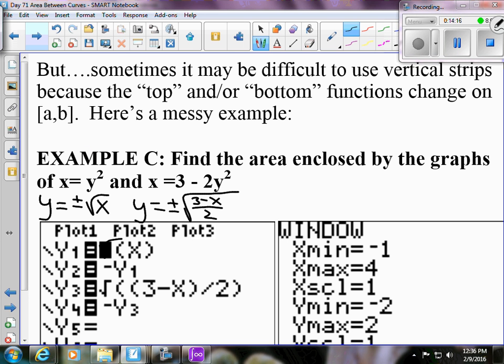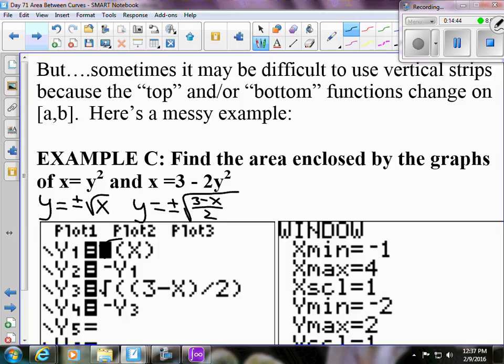Here's the thing. Vertical strips sometimes are not going to be the best way to go. It's not that you won't be able to do it. Well, sometimes you actually won't be able to do it. But sometimes it'll just be more convenient to use horizontal strips. And I have an ugly example here, but I have most of the work done for you. We're just going to fill in the little pieces, just to illustrate why sometimes you want to use horizontal strips.